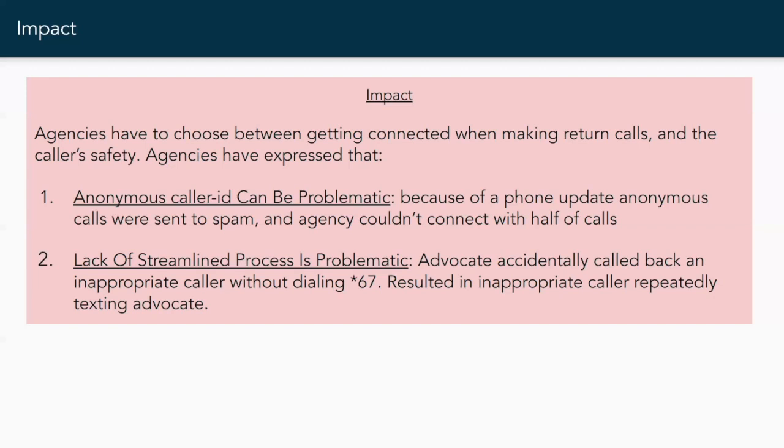So what we've learned is that agencies are having to make this really difficult choice of protecting client information, protecting client confidentiality, and then also actually being able to connect with the survivors that are reaching out for service.